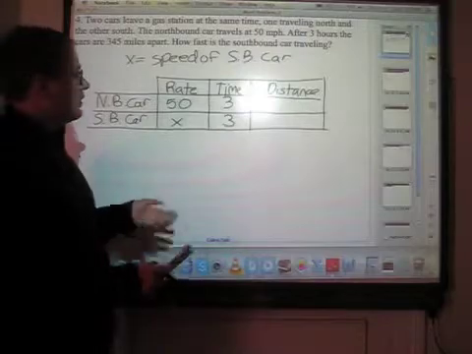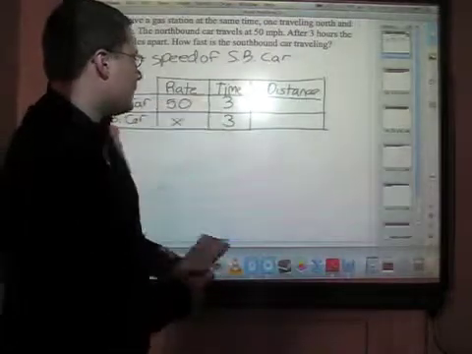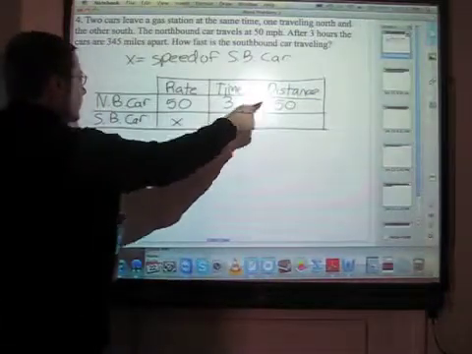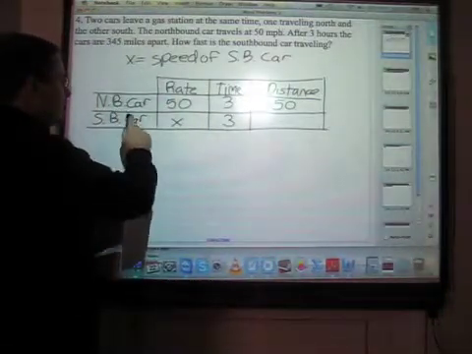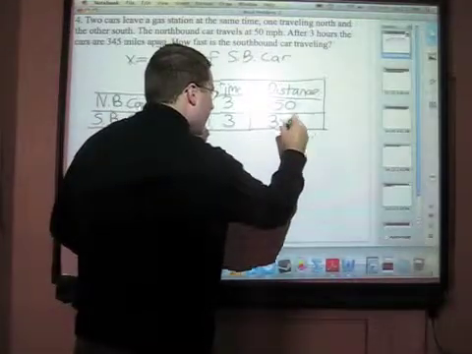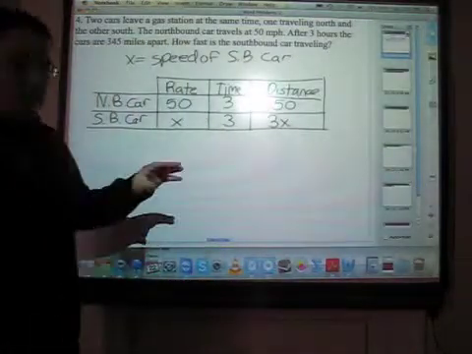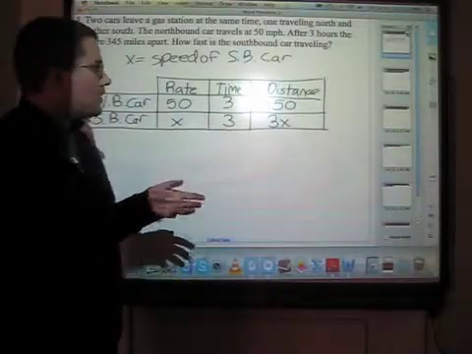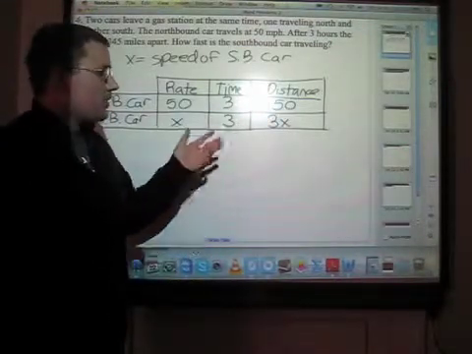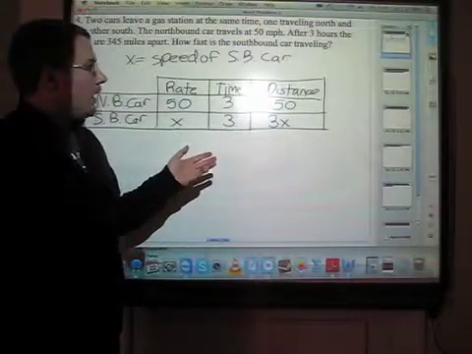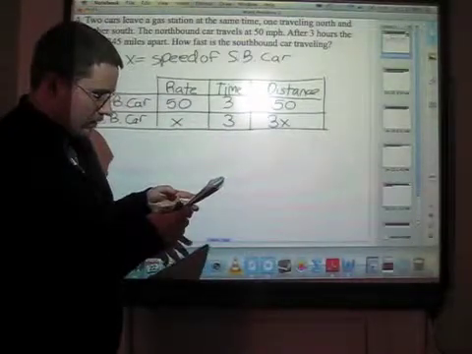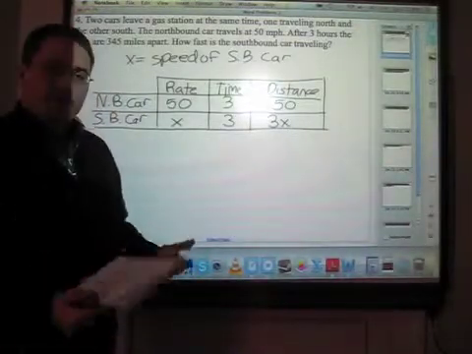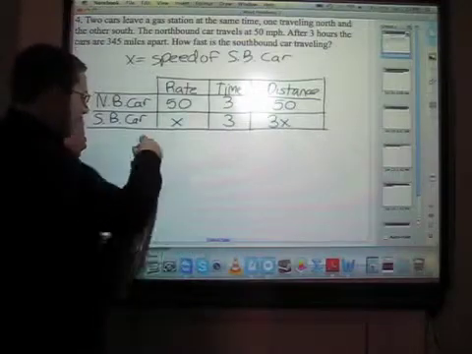Now, like I said before, we're going to multiply the rate and time cells. So we get 150. That's the distance traveled by the northbound car. The southbound car is going to be 3x. Now what you do from here varies on the problem. If both cars are traveling the same distance, you can set them equal to each other. If, let's see, what's the case in this one? If they're traveling apart from each other, maybe draw a diagram. That might help.